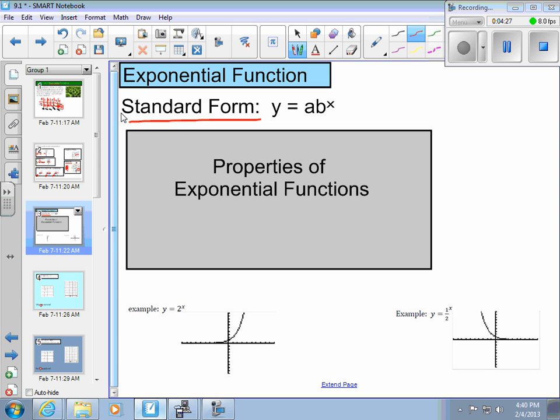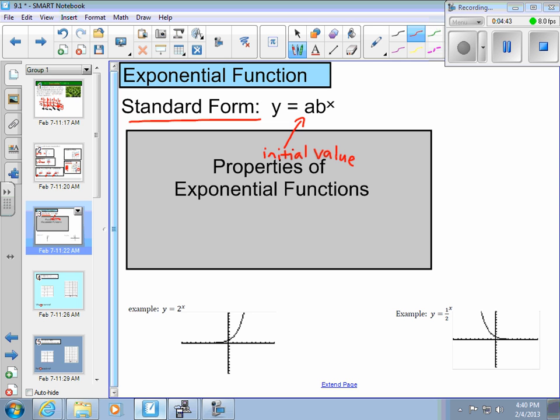The a, the first letter, that is your initial value or your starting amount. So it's your initial, it's what you begin with, it's the amount you start with.